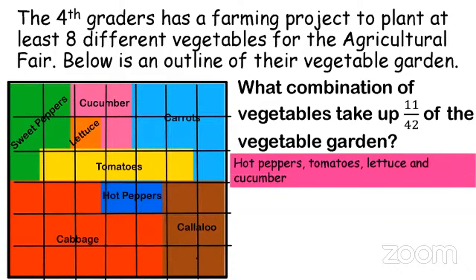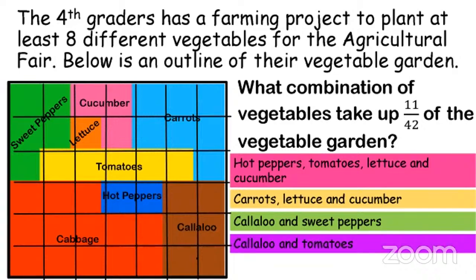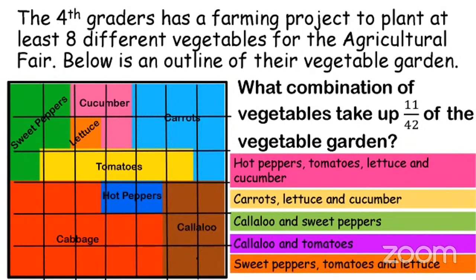So we have hot peppers, tomatoes, lettuce, and cucumber. Carrot, lettuce, and cucumber. We have callaloo and sweet peppers. We have callaloo and tomatoes. We have sweet peppers, tomatoes, and lettuce. And of course, most likely you can come up with some other combination. So remember, you can make your correction or you can add other correct answers. All right, so great job. I'm really seeing a lot of persons with different combinations here on YouTube.